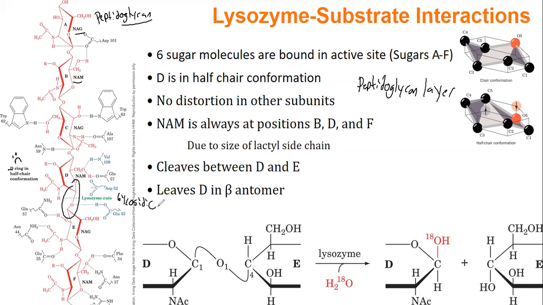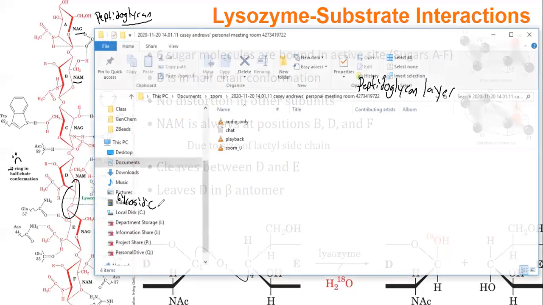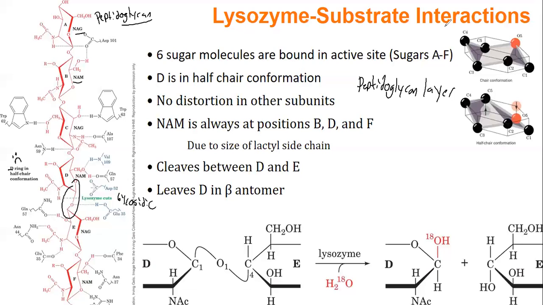The sugar in D is usually always NAM. So NAM's usually at B, D, and F, and NAG's usually at A, C, and E. That's mainly due to the size of our lactose side chain.